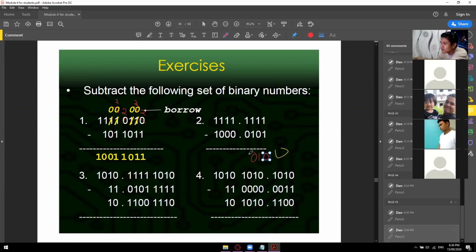Ay, madaya to, ah. Sobrang dali na ito. Ako na sasagot. 1, 1, 1, 1, 1. 0. Number 3 na lang. Okay?